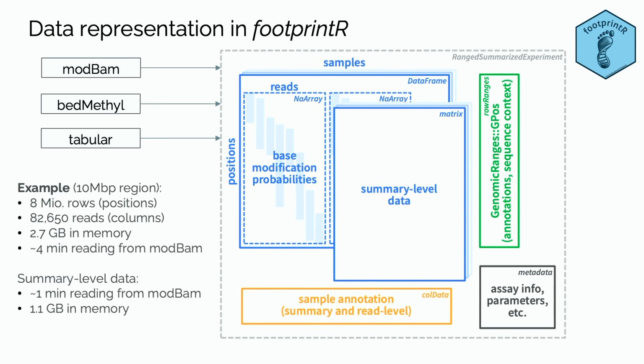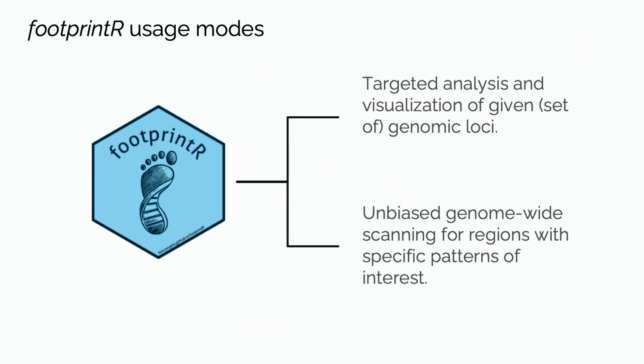So we can read the data, we can store it. So what can we do with it afterwards, right? At the moment, the methods implemented in footprintR can be divided into two categories. If you already know which loci you're interested in, so that may be CpG islands or promoters or transcription factor binding sites, you can take a locus-specific approach. But we also implemented a genome-wide scanning approach where you can look for regions that show a certain pattern of interest that you can define yourself. I will just show one example of each of them to illustrate what can be done.